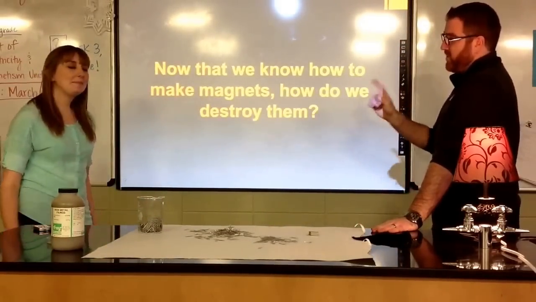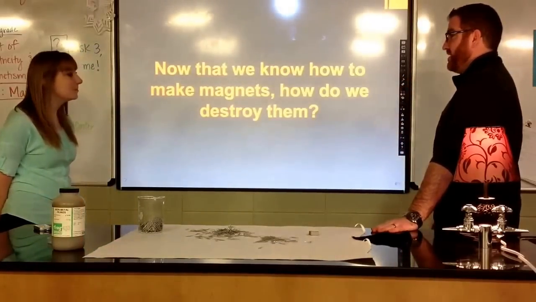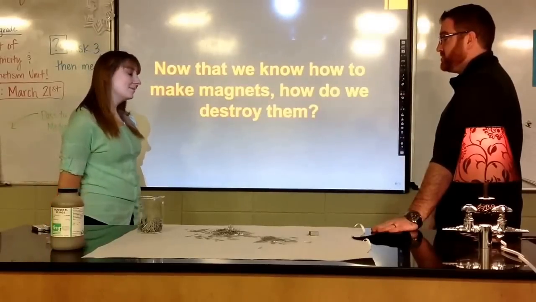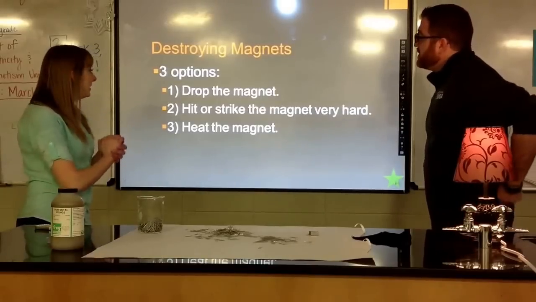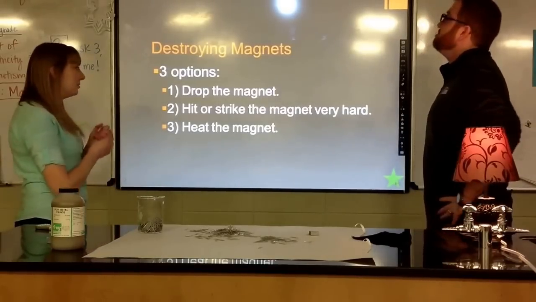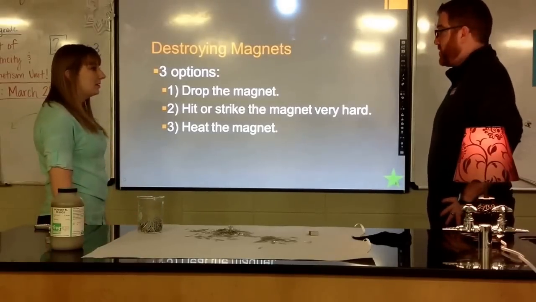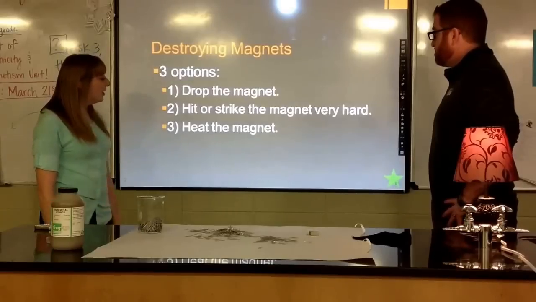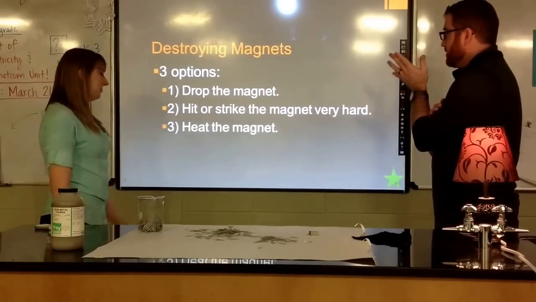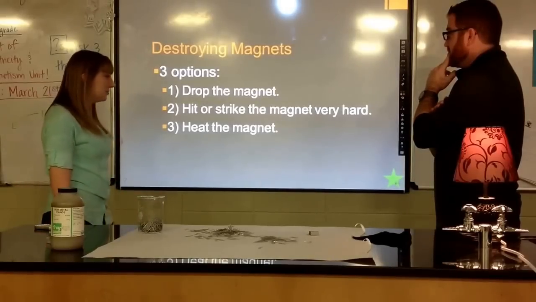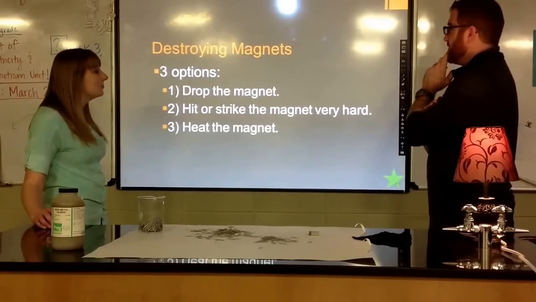All right, question for you. Now that we know how to make some magnets, how do we break them? How do we destroy them? Great question. Thinking about destroying magnets, we have three options. The first thing you could do is just drop the magnet. Drop it on the floor, smash it. Second, we could just hit or strike the magnet really hard on something. We can also heat the magnet. Oh, yeah, that would work.